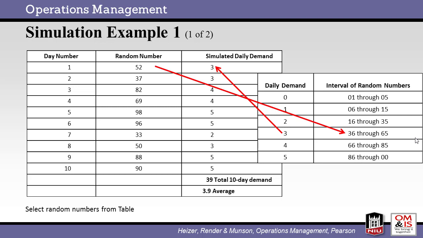Looking at the random number, we map the value to the intervals of random numbers taken from the previous table. A segment of that table is shown to the right. For example, for day 1, the random number is 52. This value falls within the range of 36 through 65, so the simulated daily demand is 3. For day 7, the demand is 2, since the random number 33 falls within the range of 16 through 35. We continue the same process down the list. Summing the daily demand, we get a total of 39 tires over 10 days for an average of 3.9 tires.